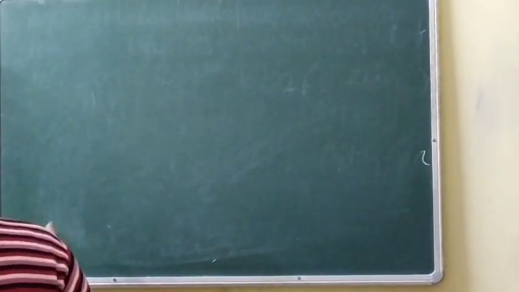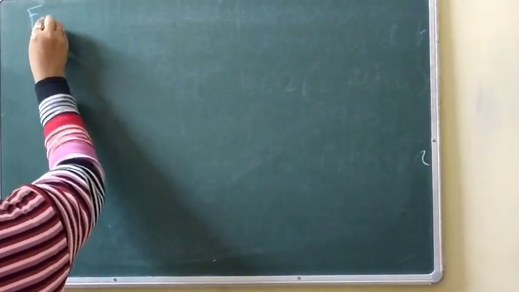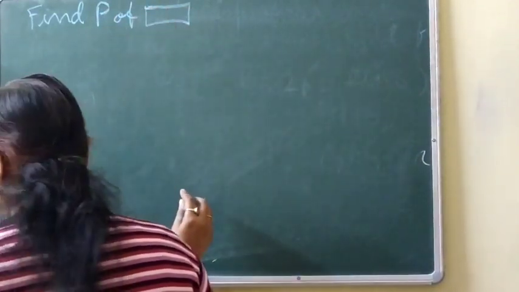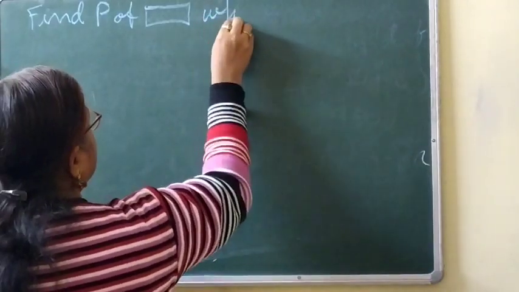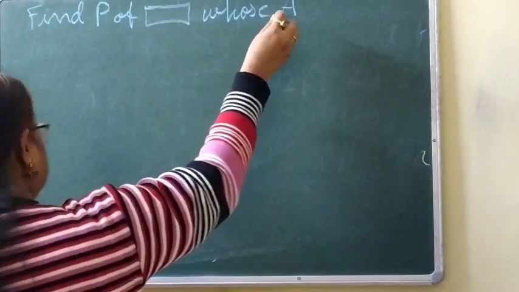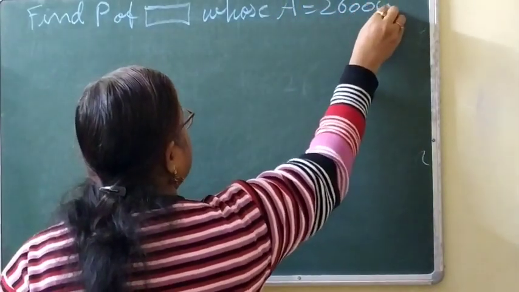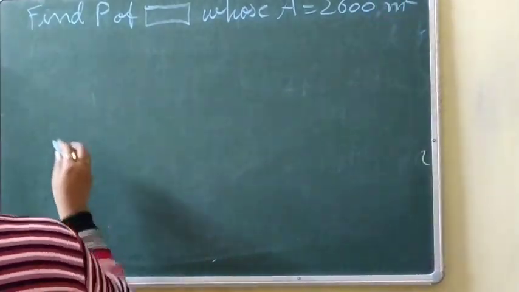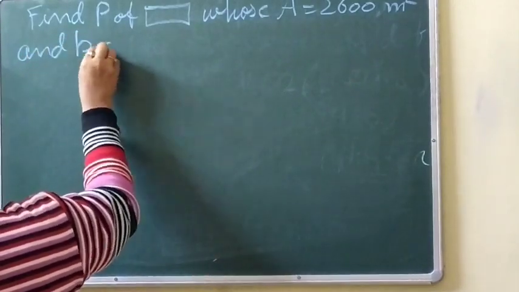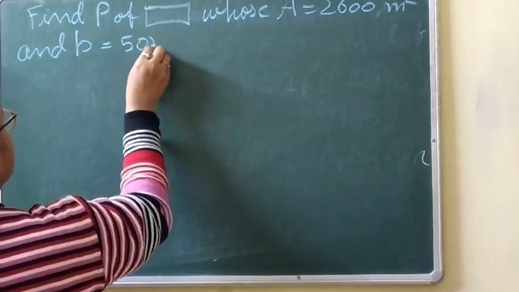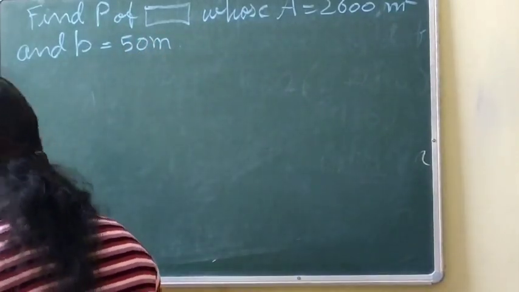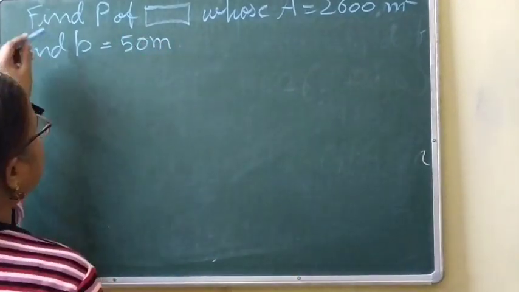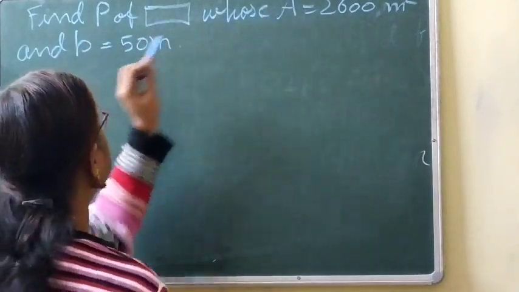So now the next question is, find the perimeter of a rectangle whose area is equal to 2600 square meter. Okay. And breadth is equal to 50 meter. We have to find the perimeter. Okay. So how we will find the perimeter? Perimeter is not given. Area is given and breadth is given.